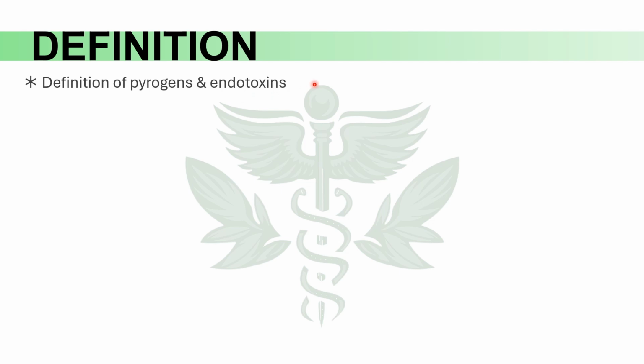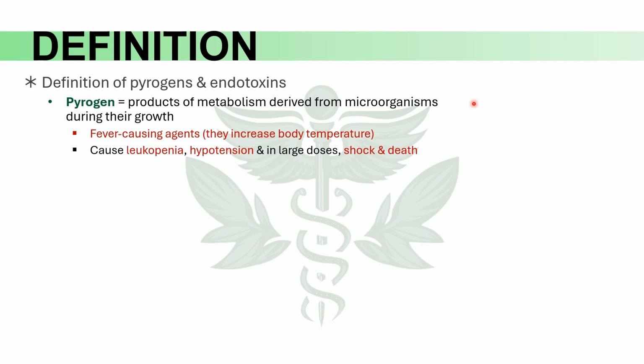As always, before we begin talking about these methods, we need to first understand what pyrogens and endotoxins are, if they're the same thing or if they're different, and if they're different, then what's the difference between them? Pyrogens are products of metabolism originating from microorganisms, and more specifically during microbial growth. So the first thing that we learned about pyrogens is that they come from microorganisms when they're growing.